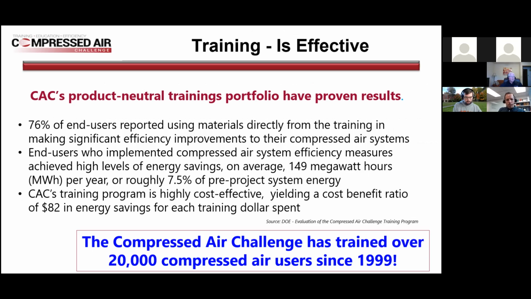76% of the end users used the material to actually go implement when they followed back up. You can see that it was 149 megawatt hours, or 7.5% of the system. And when we talk about the yield and the benefit ratio of the training, it was about $82 for every training dollar spent. So it really has been effective training, and continues to be. Since we were formed and started doing the fundamentals in '99, we have trained over 20,000 people in compressed air systems. So again, we've had a good outreach on it, and we continue to have success with the training.